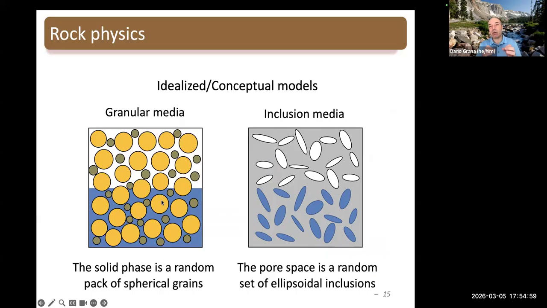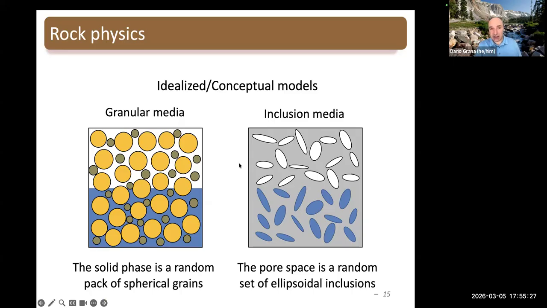In granular media, we use spheres to mimic the shape of the grains. For example, here we have bigger, well, in this case it's a 2D cartoon, so it's a circle, but imagine it in 3D where we have a sphere. Larger spheres here represent the quartz grains and smaller spheres, the clay grains. And then whatever is left is the pore space where the fluid can flow through.